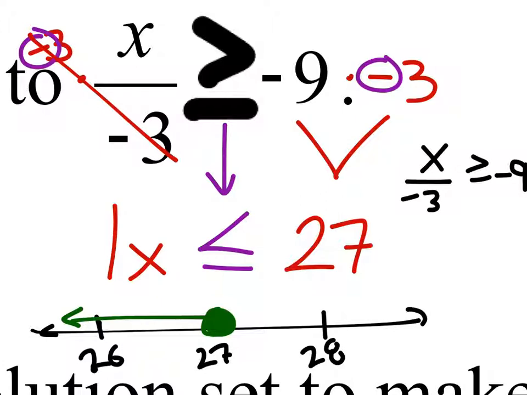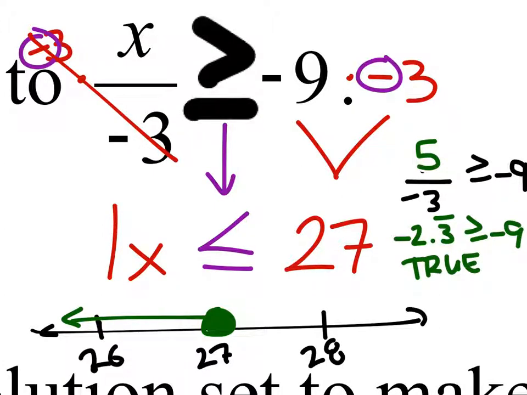Yeah? 5. That's a good idea. 5 would work. Now it's not on the number line, but farther to the left is 5. So let's go ahead and replace x with 5. Well, is 5 over negative 3 greater than or equal to negative 9? Yeah, if we did the decimal right there, you'd get negative 2.3 repeating, which is greater than negative 9. So that's true. And you'd be good to go.